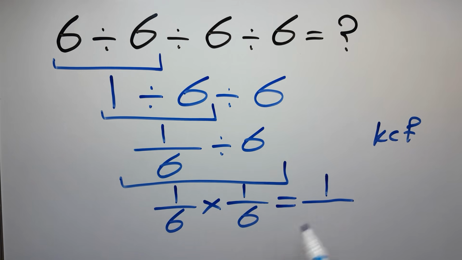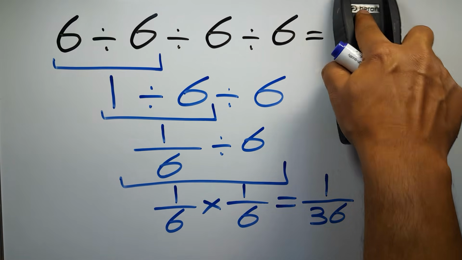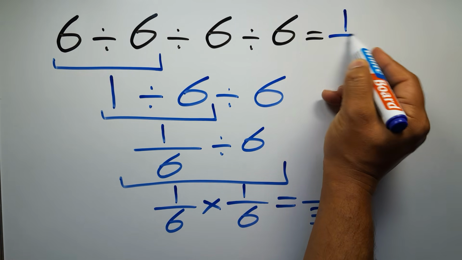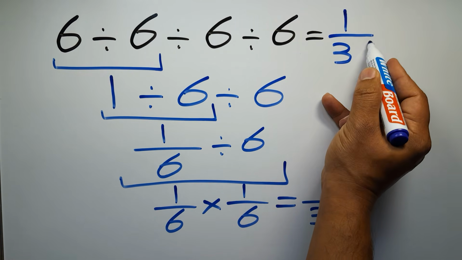So 6 times 6 equals 36. So we have 1 over 36. And this is our final answer to this problem. The correct answer is 1 over 36.